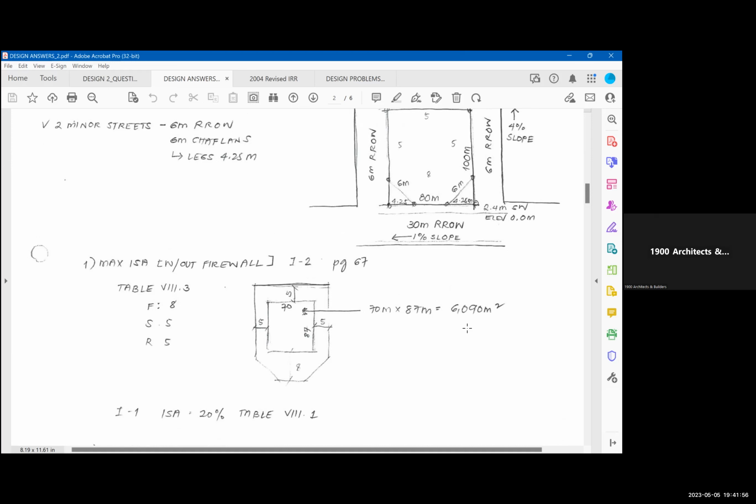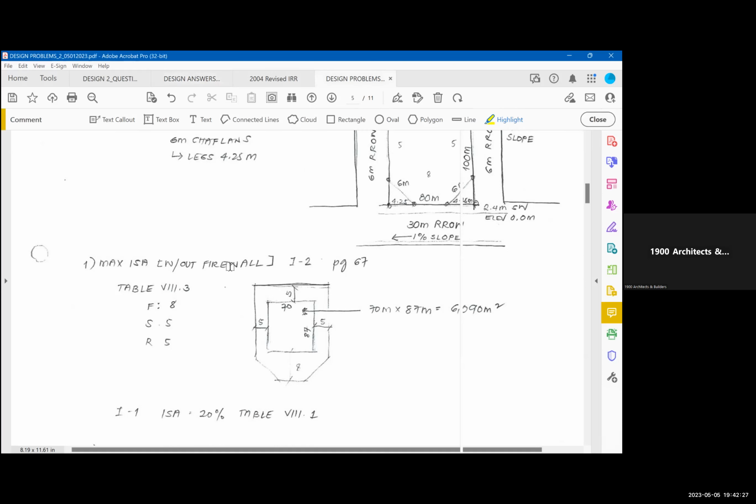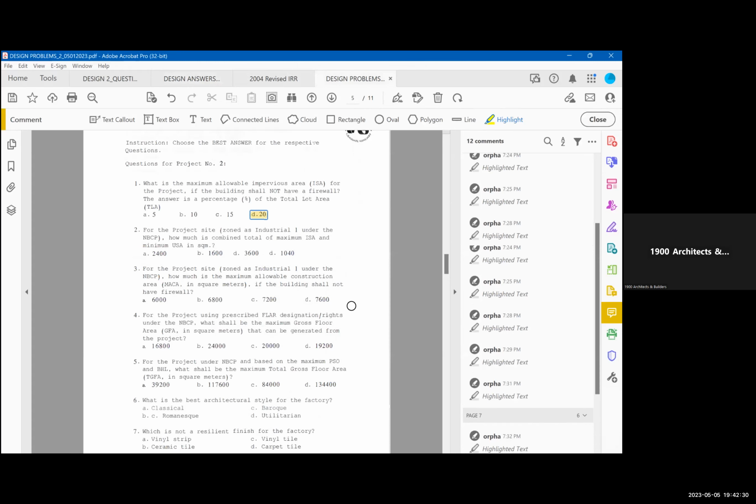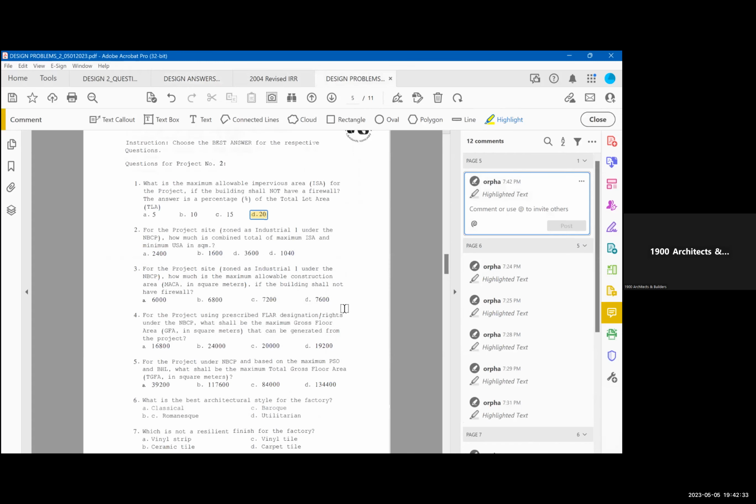Go to 8.1. Table 8.1. So, nakalagay naman dito, mahahanap nyo na ang ISA ay actually is 20%. 20% of the total lot area. So, the answer is 20%. So, letter D. So, nandito yan sa figure 8.1. Just check the formulas. Nandiyan naman na nakadrawing pa yan.